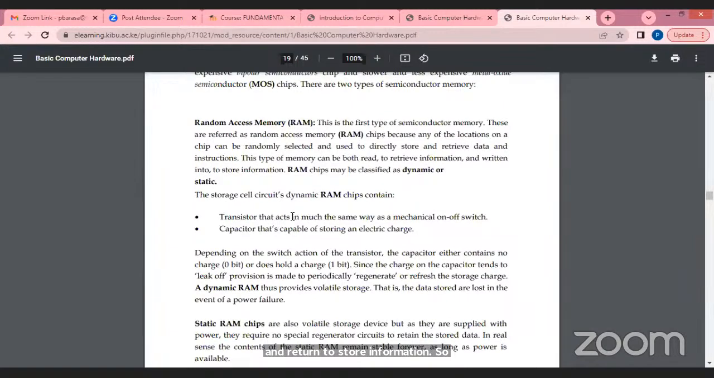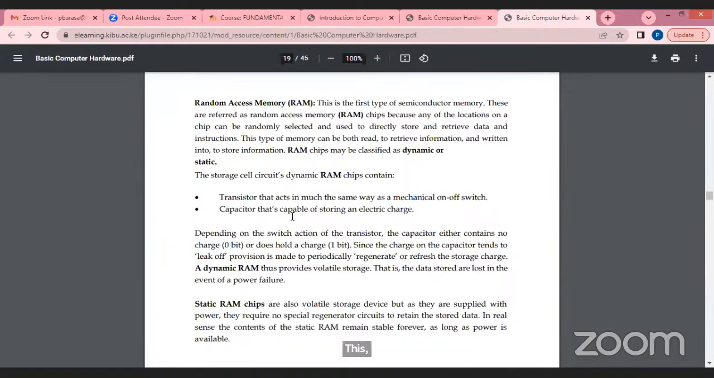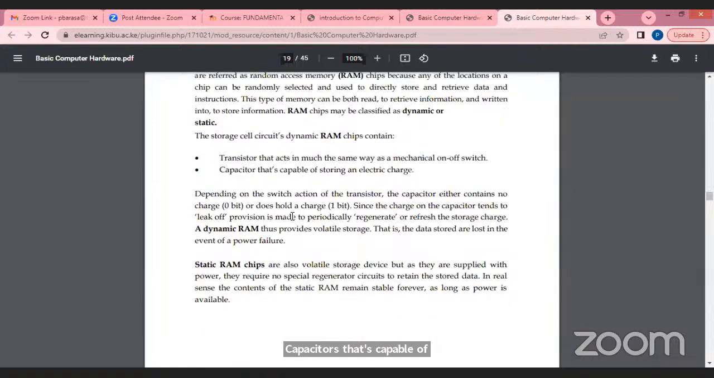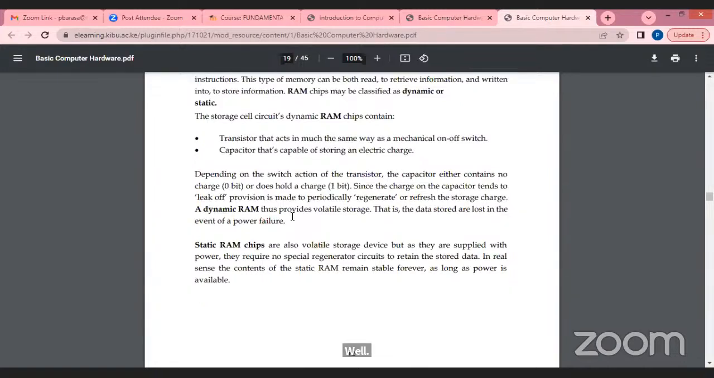The storage cell circuits of dynamic RAM chips contain transistors that act in much the same way as mechanical on and off switches, and capacitors that are capable of storing electric charge. Depending on the switch action of the transistor, the capacitor either contains a charge or does not hold a charge. Since the charge on the capacitor tends to leak off, provision is made to periodically regenerate or refresh the storage charge. A dynamic RAM thus provides volatile storage. That is, the data stored are lost in the event of power failure.